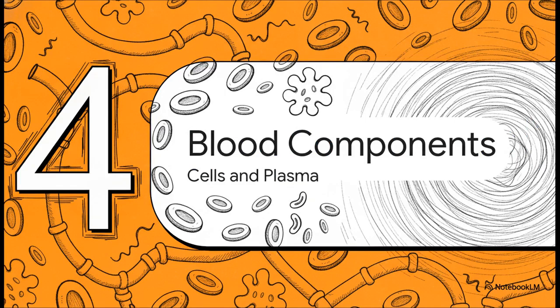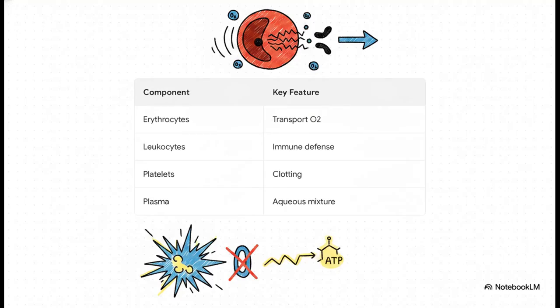Section 4. Blood components and types. Now that we understand the pump and the pipes, let's look at the actual fluid flowing through them. Blood is basically a mix of plasma, which is the watery solution of nutrients, proteins, and hormones, and the formed elements, which are your erythrocytes, leukocytes, and platelets. The percentage of your blood that is red blood cells is called your hematocrit, and their production gets stimulated by erythropoietin from the kidneys.